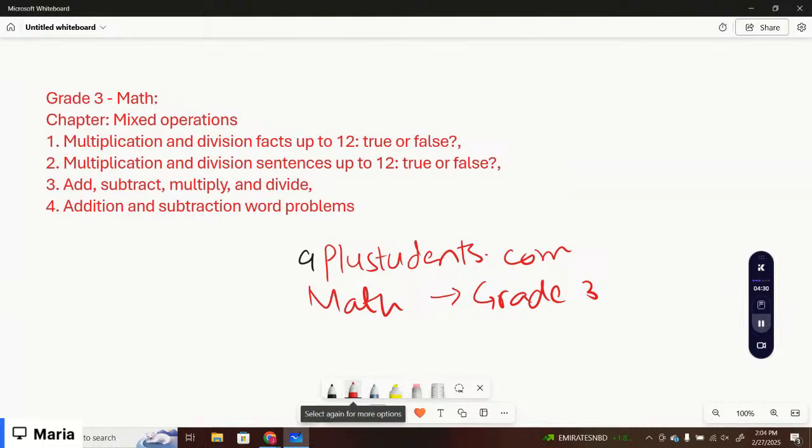We're going to start with the chapter mixed operations. The lessons we're going to cover today are multiplication and division facts up to 12 true or false, multiplication and division sentences up to 12 true or false, add, subtract, multiply, and divide, addition and subtraction word problems.